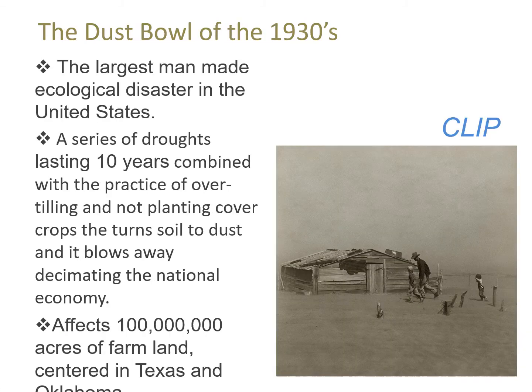In the 1930s, our country had the largest man-made ecological disaster in the United States. This was a series of droughts lasting 10 years, combined with practices like over-tilling and not planting cover crops, that caused the topsoil to blow away and contributed to decimating the national economy during the Great Depression. This affected 100 million acres of farmland, mainly centered in Texas and Oklahoma. And I will post a little clip about this disaster in the campus so you can link to it.